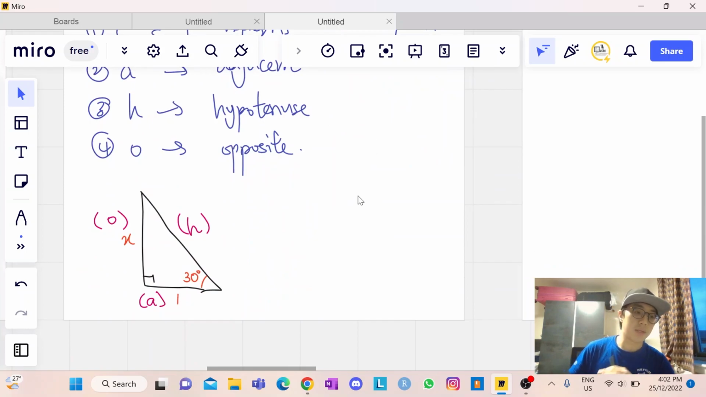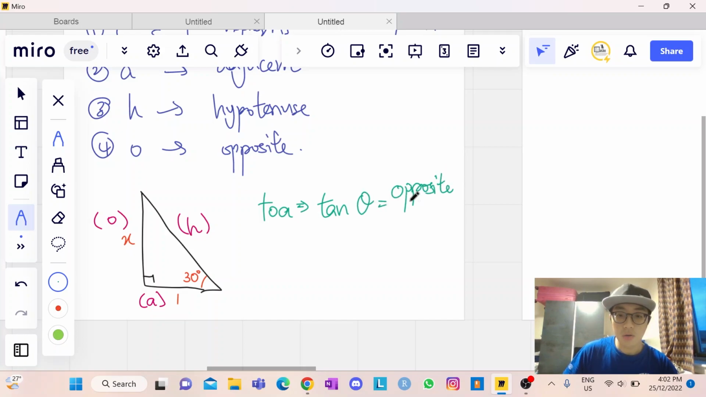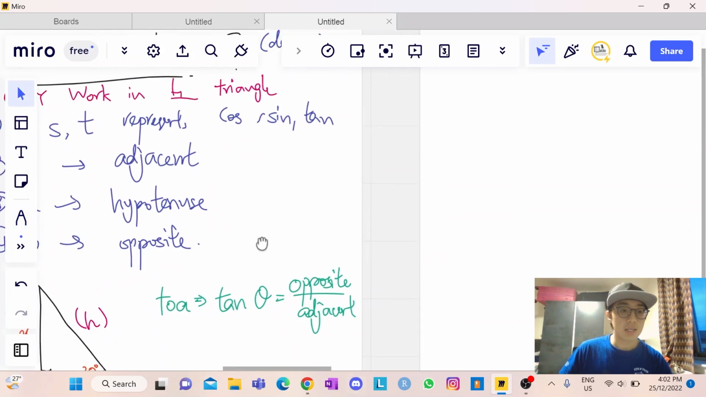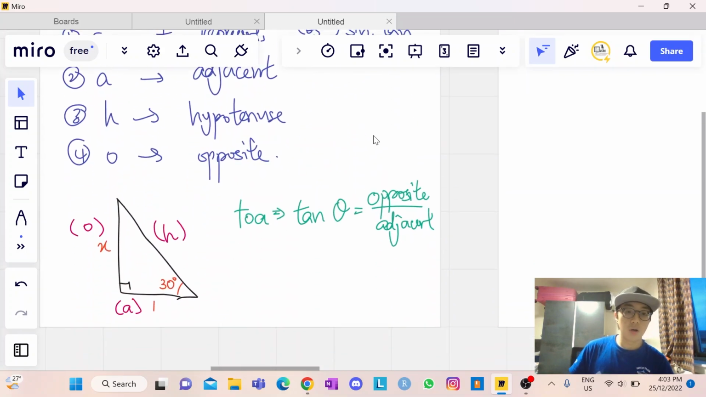But what does toa mean? Toa means tangent theta is equal to opposite over adjacent. It works the same for all the others. So cah means cosine theta is equal to adjacent over hypotenuse, and so on. I'm going to write this on the next page just in case it's not too clear for you.